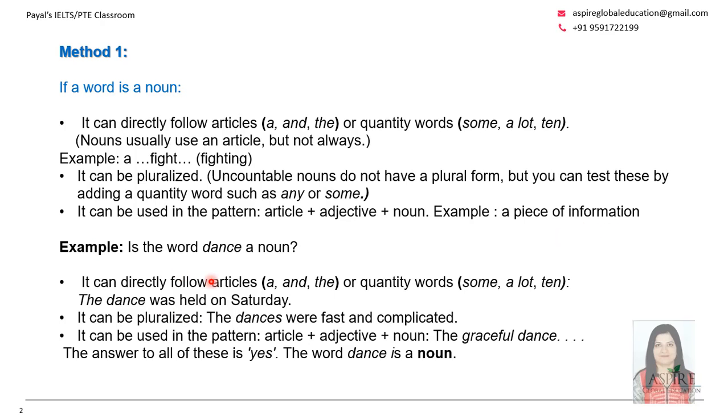Now, for example, is the word dance a noun? We know dance as a verb, but it depends on the usage again. It can directly follow articles or quantity words. The dance was held on Saturday, which means I'm talking about a specific dance. That is why I'm using the article the, which is definite. Now this can be pluralized: the dances were fast and complicated, which means I'm probably referring to some specific dances. It can be used in the pattern article plus adjective plus noun, like the graceful dance. Here in all these, dance is a noun, whereas dance can also be used as a verb.